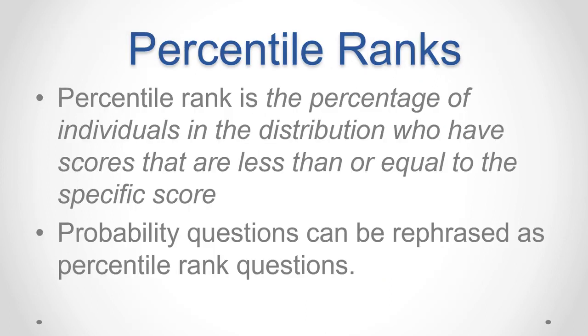A percentile rank is the percentage of individuals in the distribution who have scores that are less than or equal to the specific score. Let's say you scored in the 97th percentile of SAT scores. This means that you scored higher than 97% of students who took the SAT that year. Or this means that 97% of students who took the SAT that year scored lower than you did. Probability questions can be rephrased as percentile rank questions.